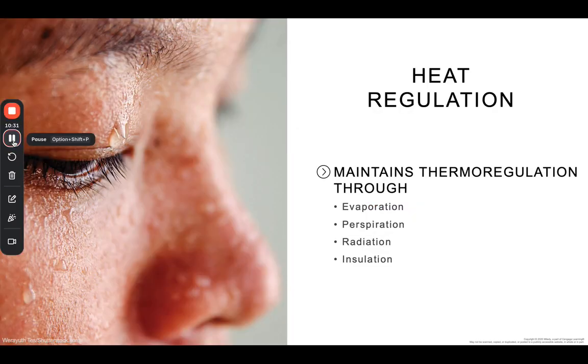Heat regulation is our next function of the skin. So I think that we all know that the average thermostat for the body is 98.6 degrees. When the outside temperature changes, the skin automatically adjusts to warm or cool the body as necessary. The body maintains thermal regulation through evaporation, perspiration, radiation, and insulation. Millions of sweat glands release heat from the body through perspiration to keep us from overheating. We then cool ourselves through evaporation on the skin's surface. Blood flow and blood vessel dilation also assist in cooling the body. We protect ourselves from the cold by constriction of the blood vessels and decreased blood flow.